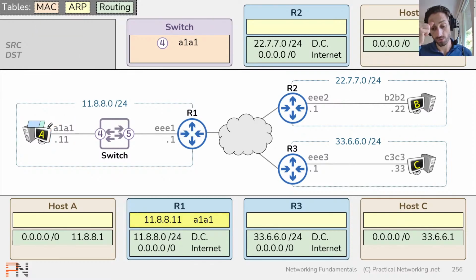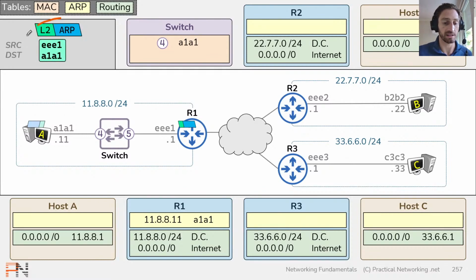So R1 receives the packet, and then R1 is going to generate an ARP response. The ARP response looks like this. Note that the ARP response has a source MAC address of R1 and a destination MAC address of host A, A1A1. This is a unicast frame, as opposed to the ARP request, which was a broadcast. This frame is unicast, meaning it's meant to be delivered directly back to host A. So router 1 will put that onto the wire, where it'll arrive on the switch on port 5.